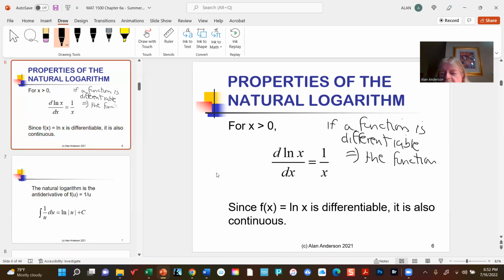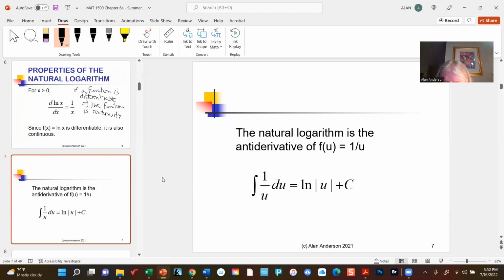That guarantees continuity. It doesn't cut both ways, though. In other words, knowing that a function is continuous doesn't guarantee that there's a derivative, but knowing that there's a derivative guarantees that the function is continuous.